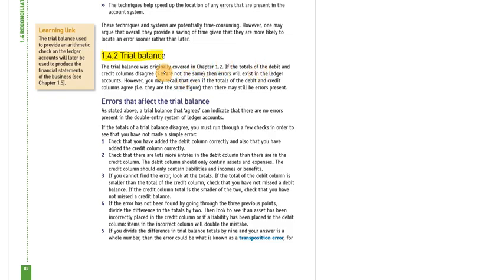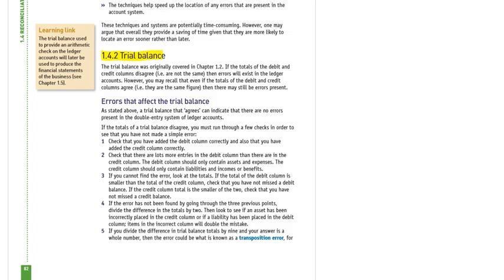If the totals of the debit and credit columns disagree or are not the same, then an error exists in the ledger. However, you may recall that even if the two totals of the debit and credit columns agree, there may still be errors present. So, as per the concept we read earlier, in case of a trial balance, if the debit and credit sides are equal, it means there is no error, but errors may still be hidden.